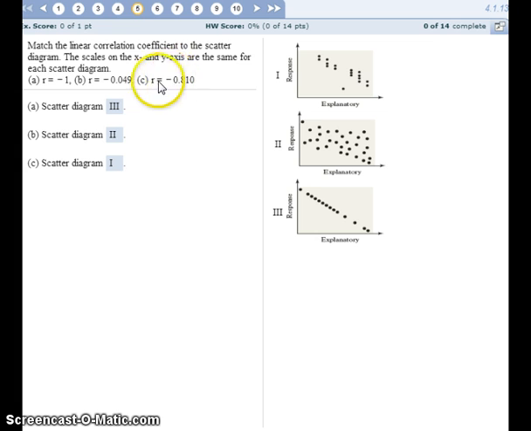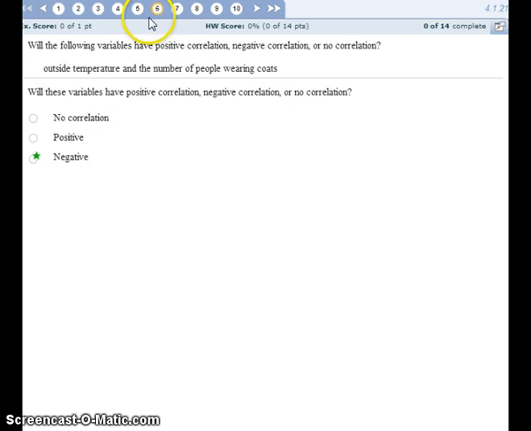And then C is actually pretty close to the -1. So you can definitely see where that line would go through the data, and it's sloped downward again because it's negative. But the farther you get away from 1, 1's perfect. When you're close to 1, you still look pretty linear. But then as you get close to 0, the points are more spread out all over the place, and it's not really clear where the best fit line should go. And for number 6 here, we're asked to think about outside temperature and the number of people wearing coats.